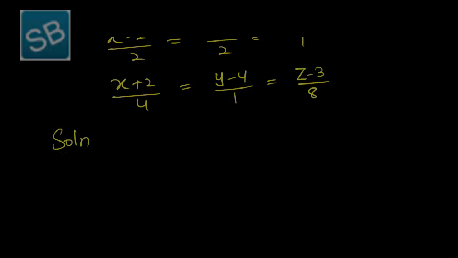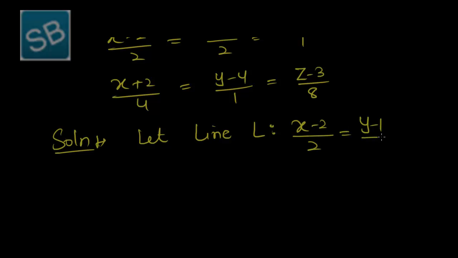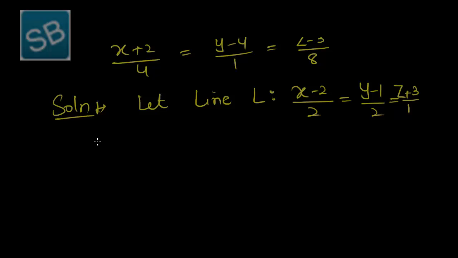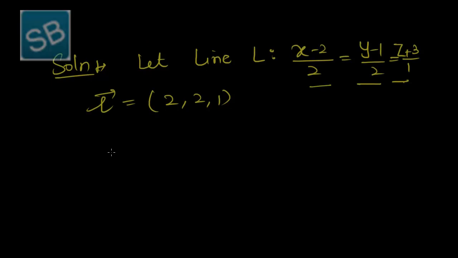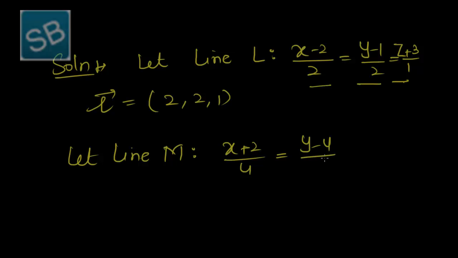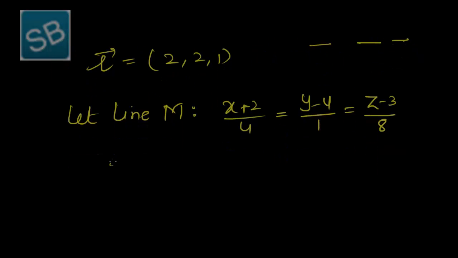Now the solution is: let line L be (x minus 2) over 2, (y minus 1) over 2, and (z plus 3) over 1. Here the components of L are 2, 2, 1. And let line M be (x plus 2) over 4, equal to (y minus 4) over 1, equal to (z minus 3) over 8. Here M has components 4, 1, 8.